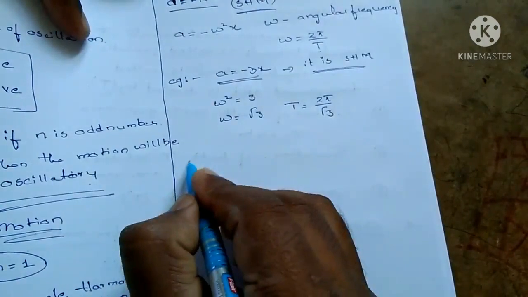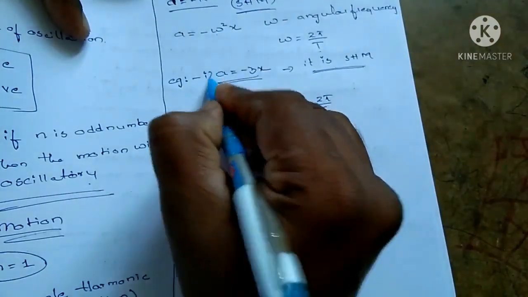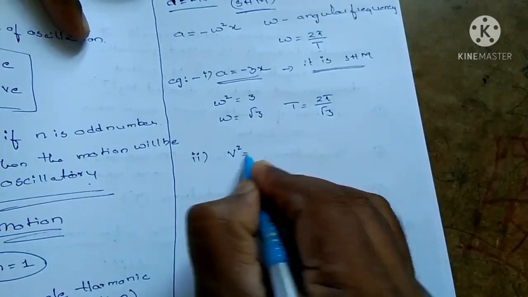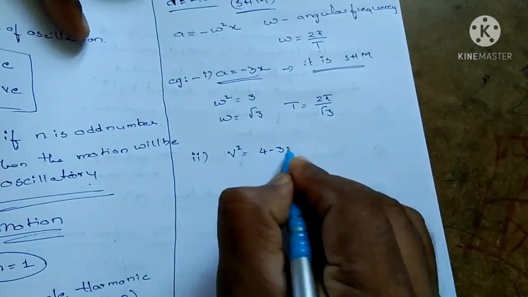Similarly, if I have an equation, let this be the first one. Second one, let me give you v square is equal to 4 minus 3x square.